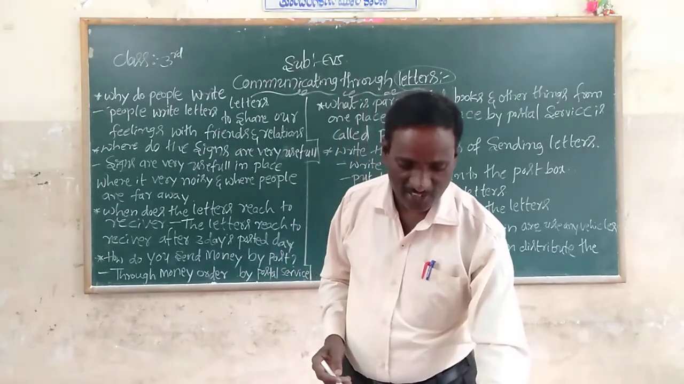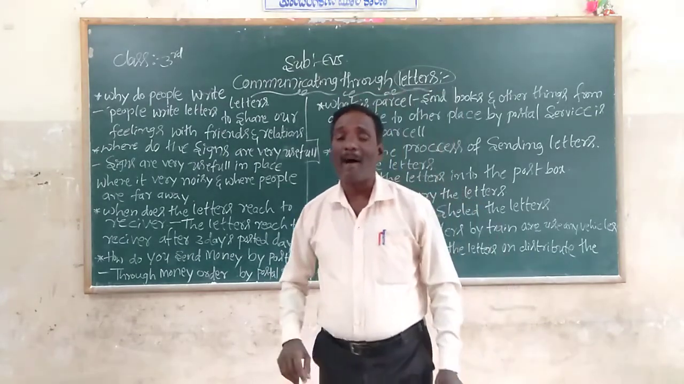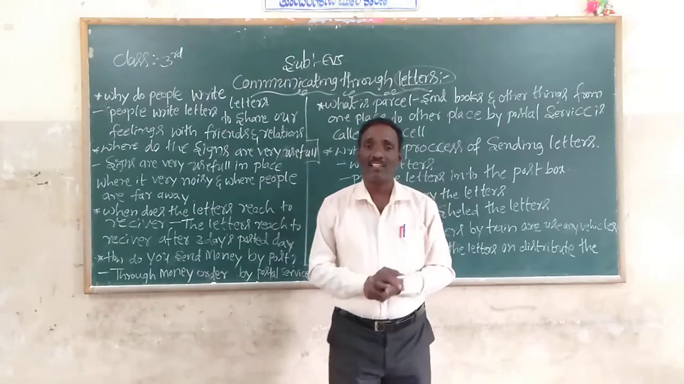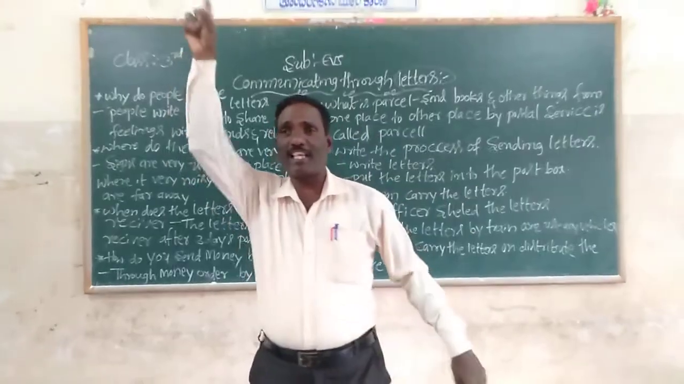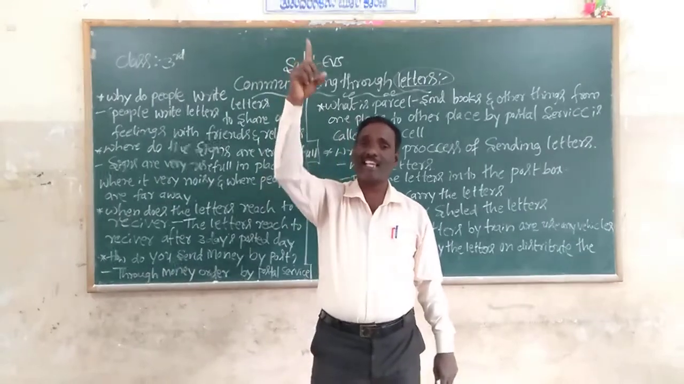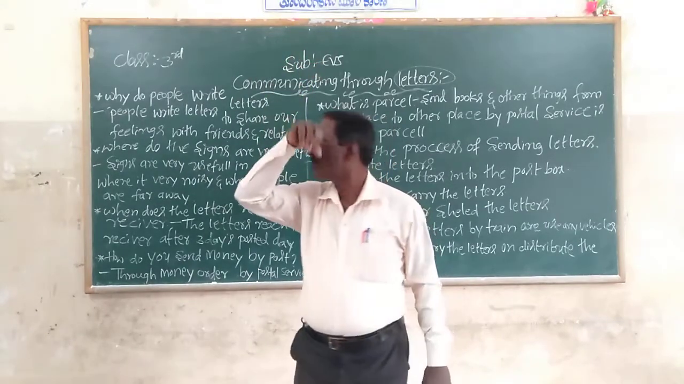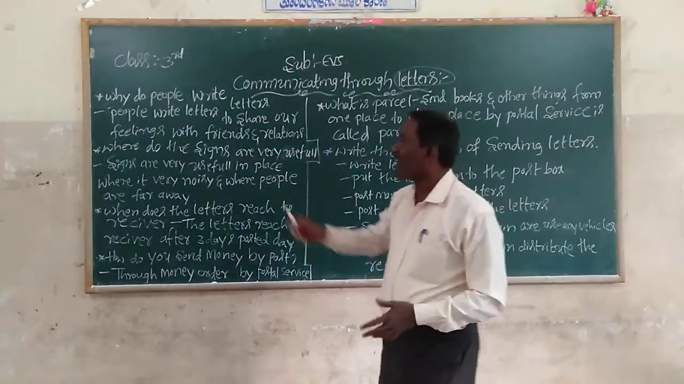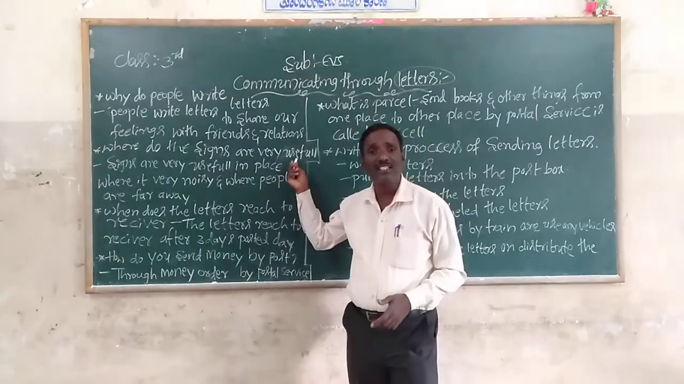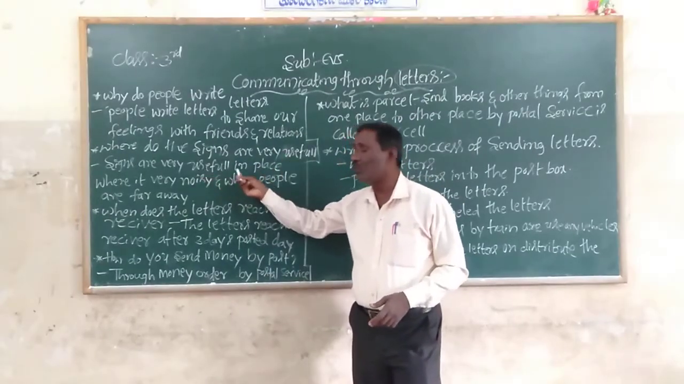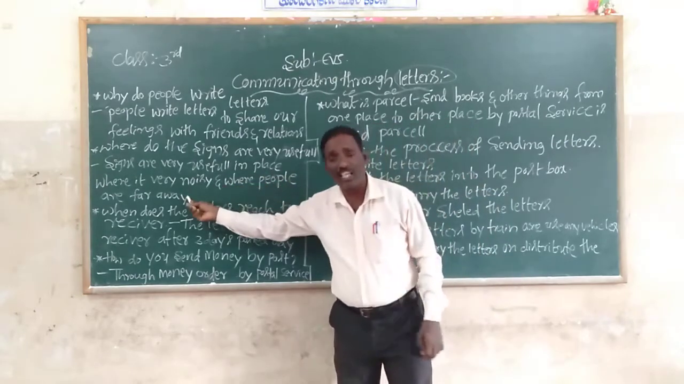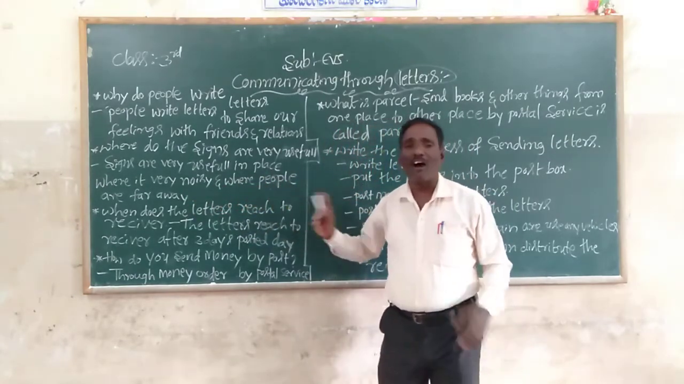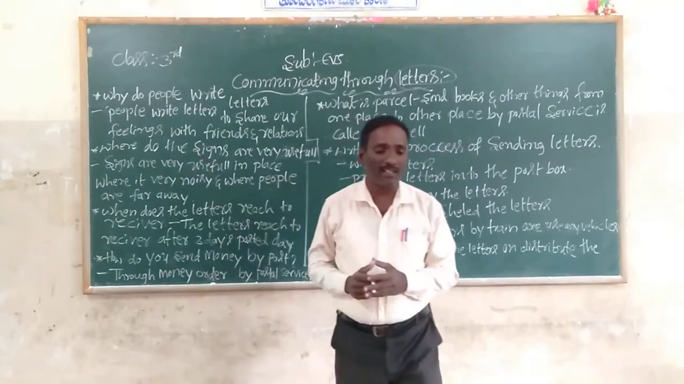Little Sanjay saw the signs given by the umpire. It was 6, 6, 6, 6. It is like signals. Where are signs very useful to us? Signs are very useful in places where it is very noisy, or where people are far away.